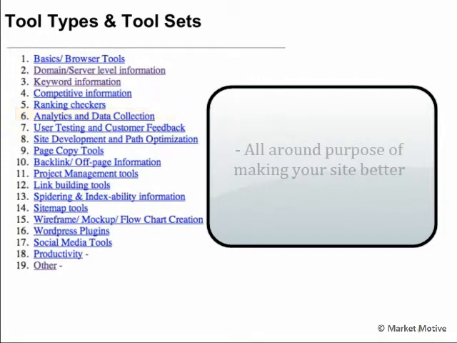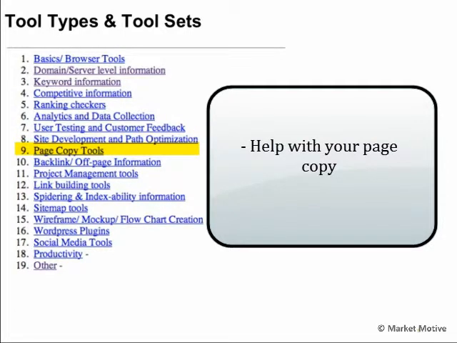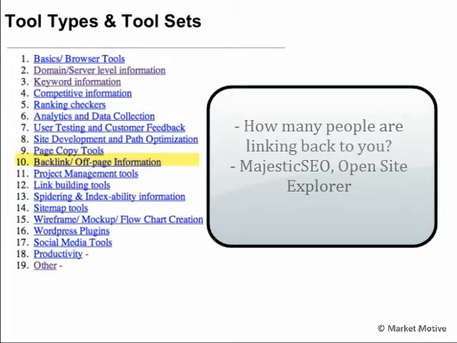There's site development and path optimization tools, so things to make your site better design, better fonts, better graphics, speed testing tools. There's page copy tools, so you can see how many times you used a certain word or suggest synonyms. There's backlink and off-page information to see how many people are linking to you. This has been a very important tool in a section where there's lots of different types of tools available that you'll have to decide on based on the need of your site. There's enterprise level backlink management.